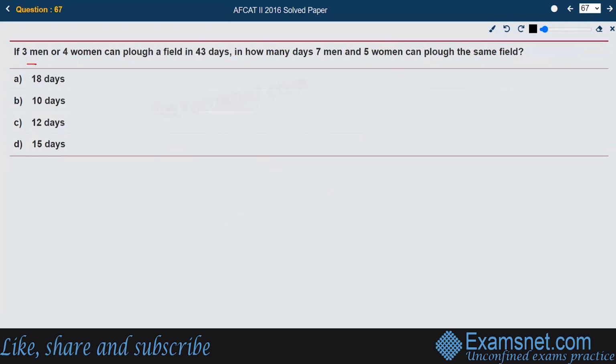Next one, 3 men or 4 women can plow a field in 43 days. In how many days can 7 men and 5 women do it? Here it is 'or', and here it is 'and'. So this is an efficiency based time and work question. He has said 3 men or 4 women, that means the efficiency of 3 men is equal to the efficiency of 4 women. So we can convert: 1 woman's efficiency is equal to 3 by 4 of a man. This is what we can take.